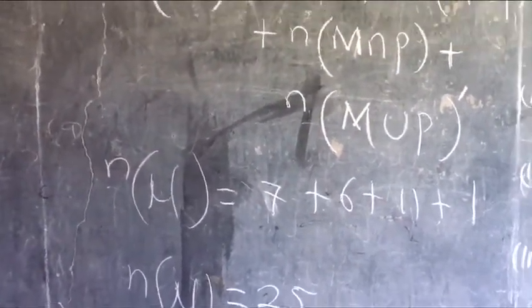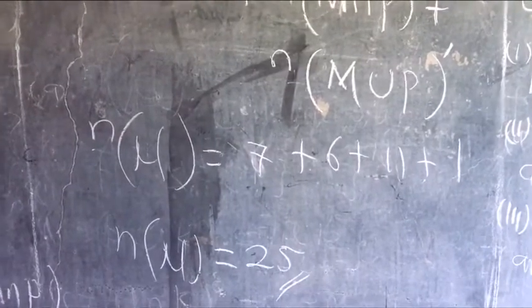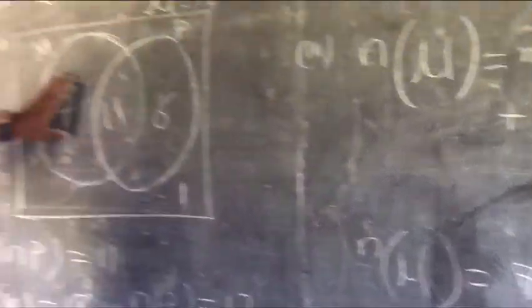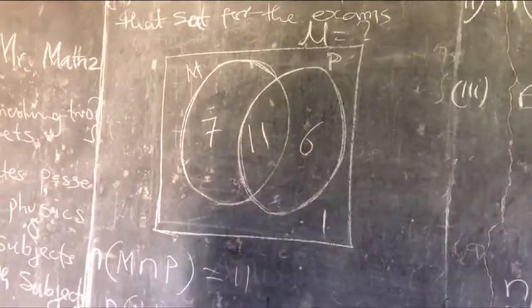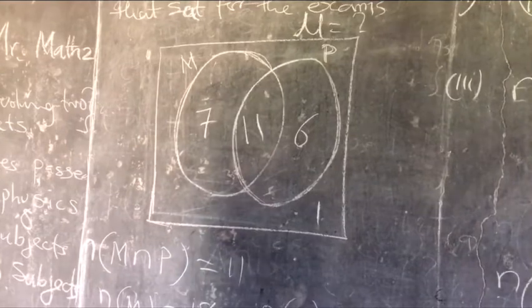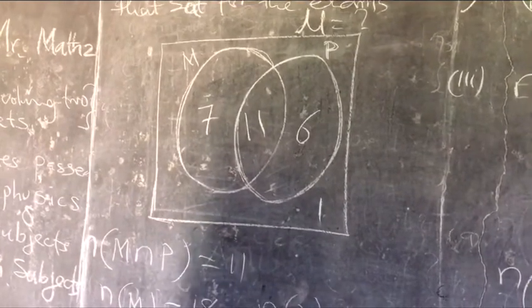Then 11 people passed both subjects, 7 passed only maths, 6 passed only physics, and 1 person failed the 2. So I hope this one makes sense. We now understand this one.